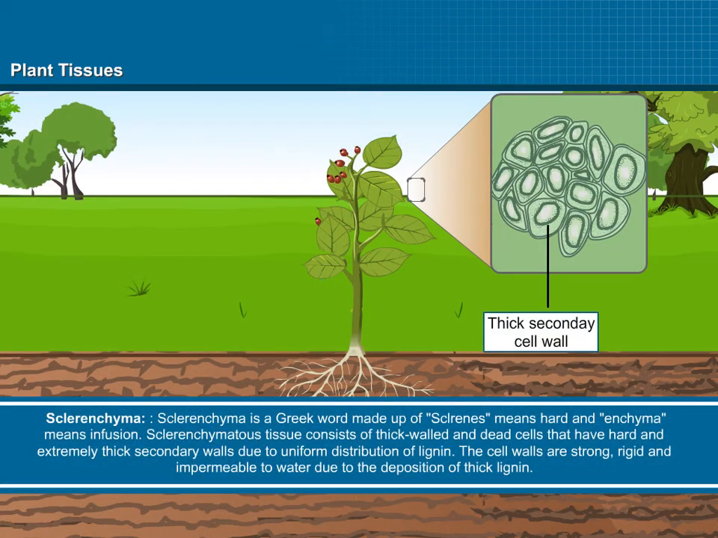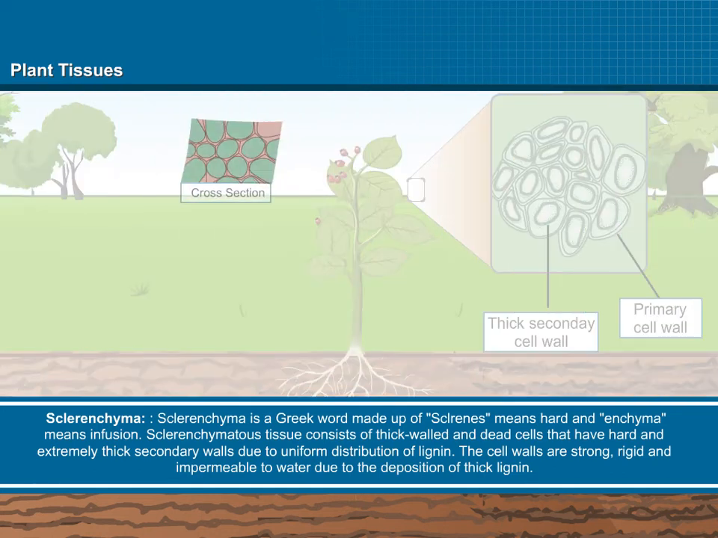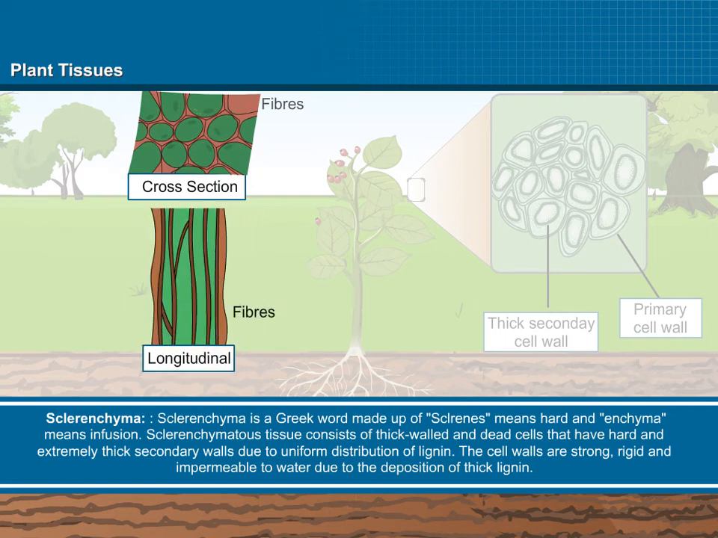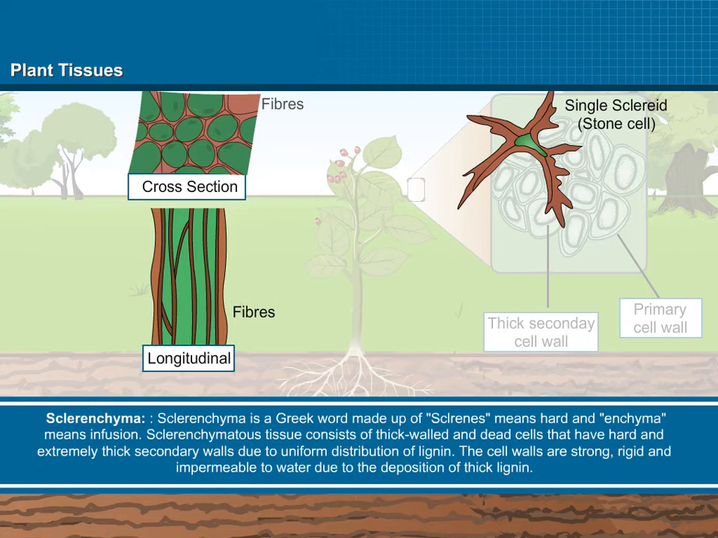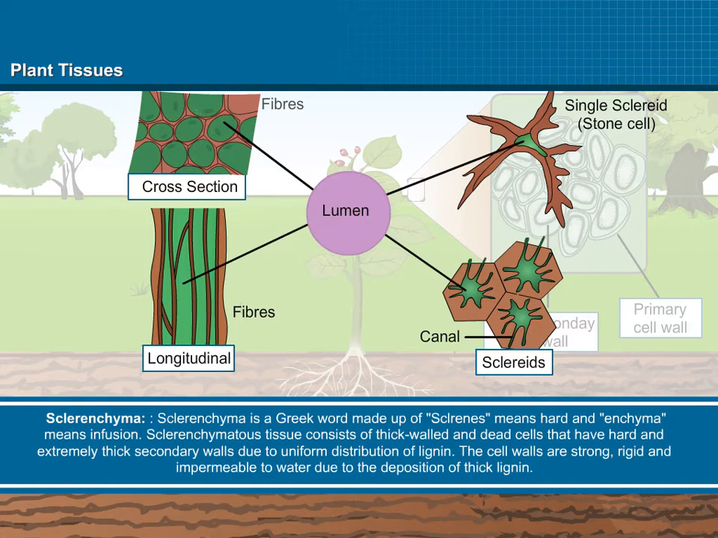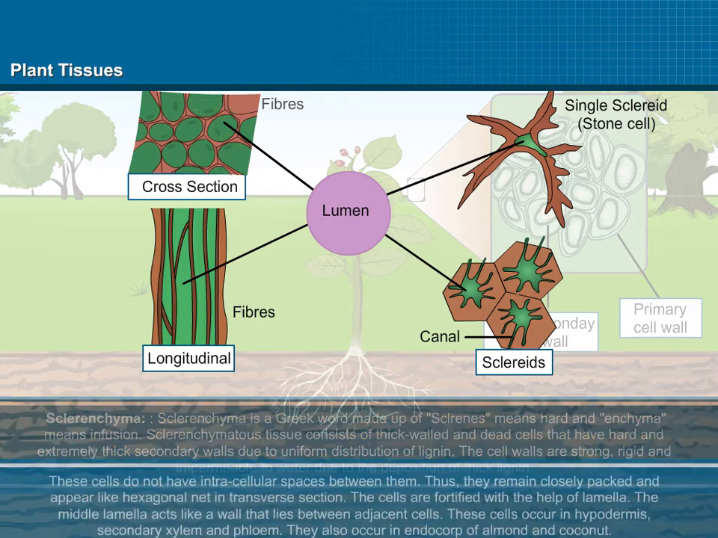Sclerenchyma. Sclerenchyma is a Greek word made up of sclerenes, means hard, and enchyma, means infusion. Sclerenchymatous tissue consists of thick-walled and dead cells that have hard and extremely thick secondary walls due to uniform distribution of lignin. The cell walls are strong, rigid, and impermeable to water due to the deposition of thick lignin.